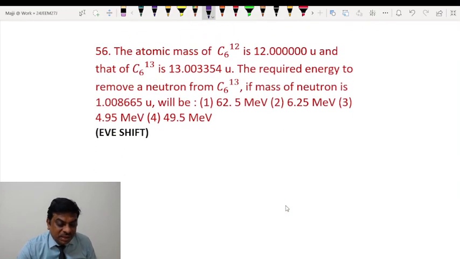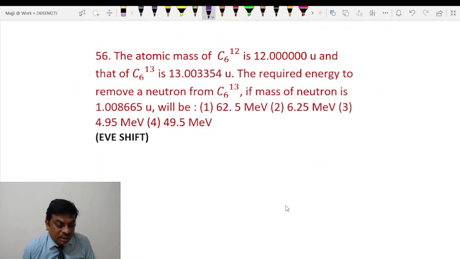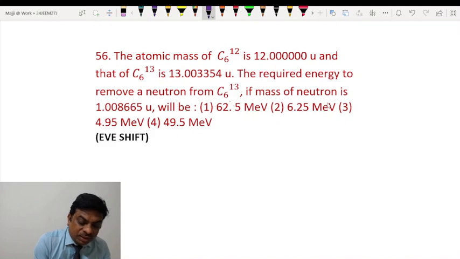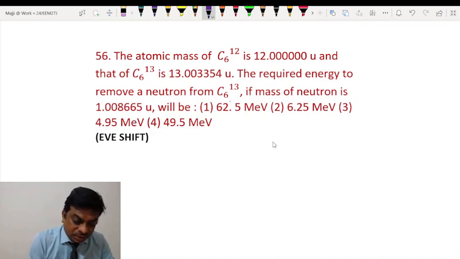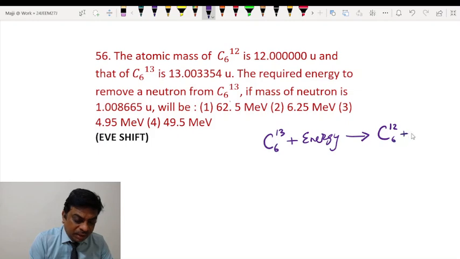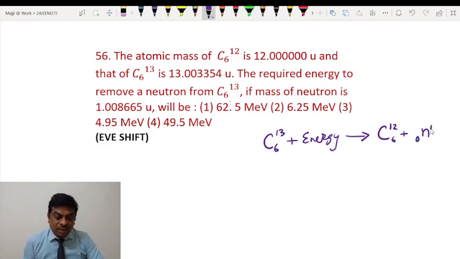Then coming to question 56, the atomic mass of C12 is this and that of C13 is this. The required energy to remove a neutron from this, if the mass of a neutron is this. So here you see, students, the C13 isotope, when you add certain energy, it will give rise to the C12 isotope and a separate neutron. You will get a separate neutron.